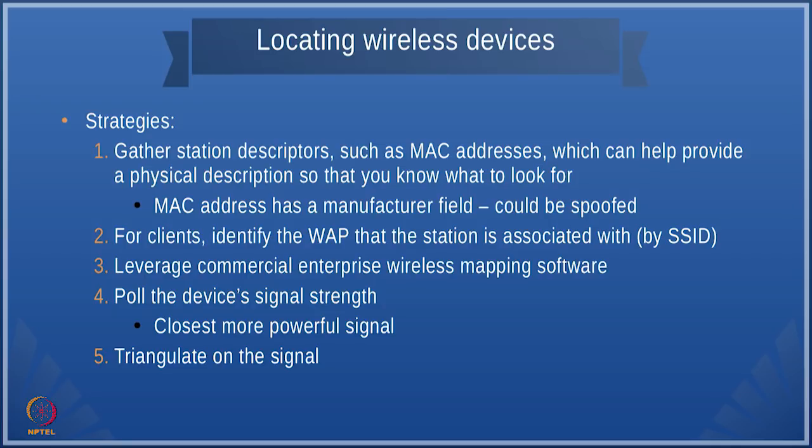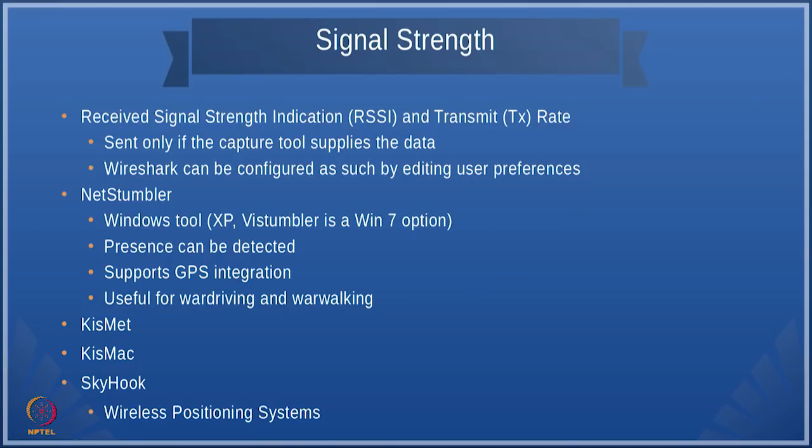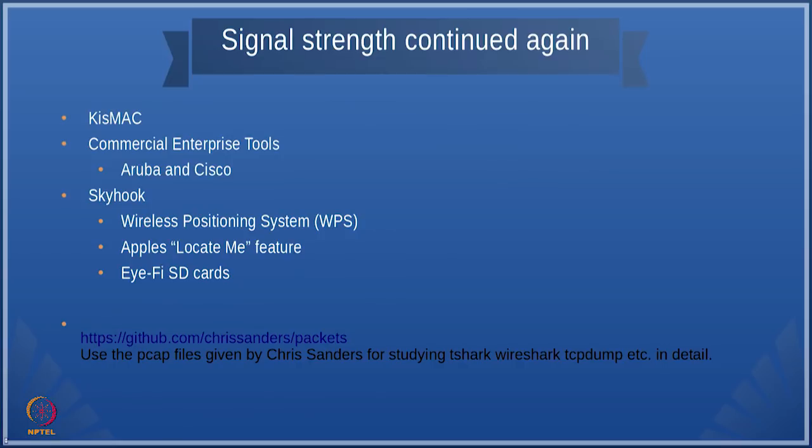So the idea of placing wireless devices in particular places in an organization to get maximum benefit out of the wireless network can also be used to track wireless devices, or the rogue wireless devices that are connected to the network. So both can be done. There are many software tools for this, which use RSSI, transmit rate, etc. NetStumbler is one that is available only on Windows, and it supports GPS integration. The others are Kismet and Skyhook, which is a wireless positioning system, and so on.